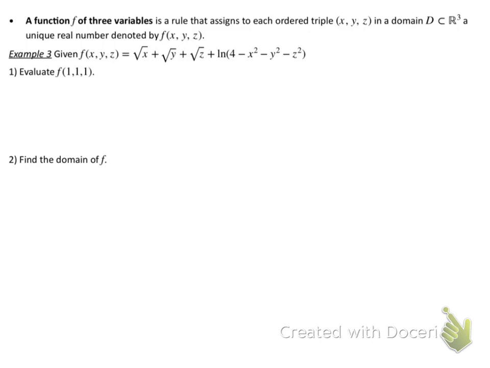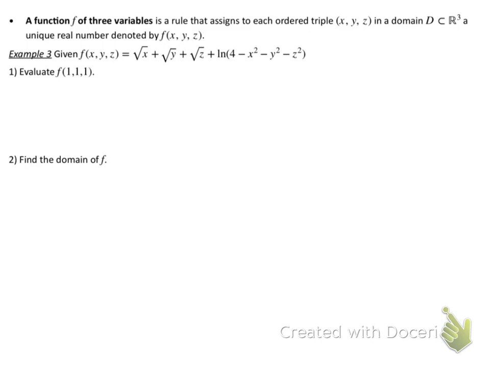Similarly, we can define functions with more than 2 variables. For example, 3 variables or even more, right? A function f of 3 variables is a rule that assigns each ordered triple x, y, z in a domain in R3 a unique real number denoted by f of x, y, z. So this time you need 3 numbers together to give you the real number, the value of the function.